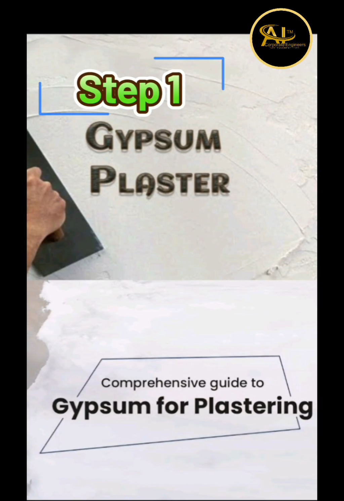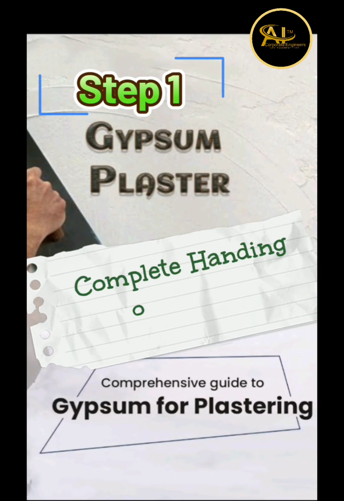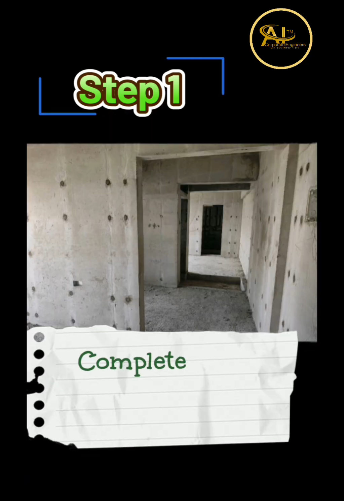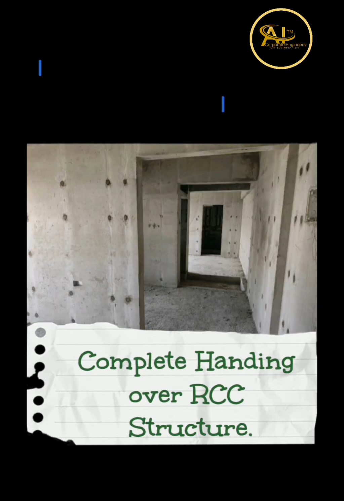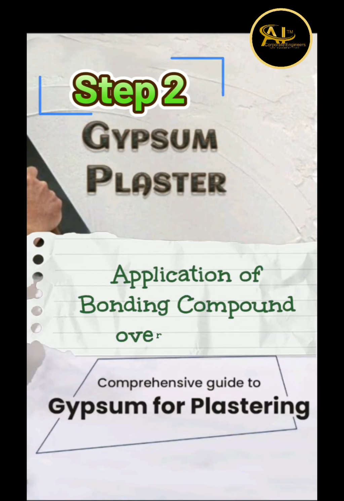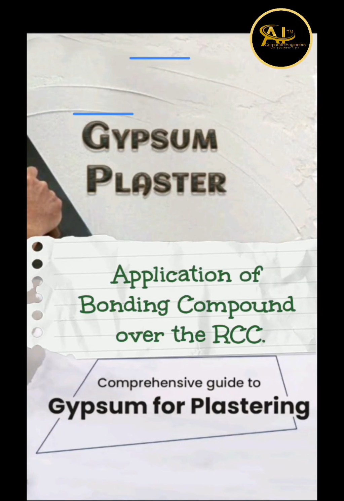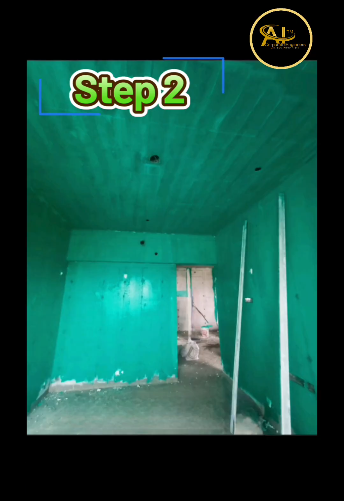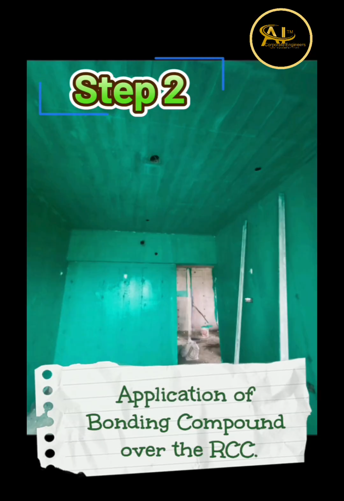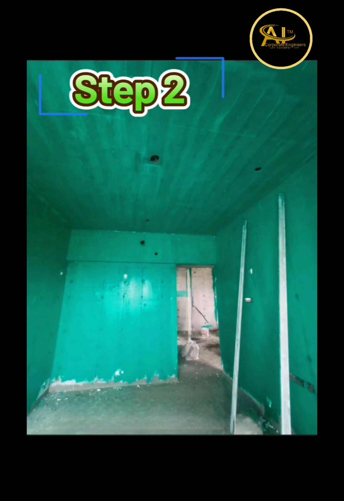Step 1. Complete handing over of the RCC with respect to the structural integrity, proper grouting, proper curing, and mechanical, electrical, plumbing clearance. Step 2. Application of the bonding compound over the RCC surface. Here the bonding compound enhances the bond between the gypsum plaster and RCC surface. Moreover, it can help reduce cracking.